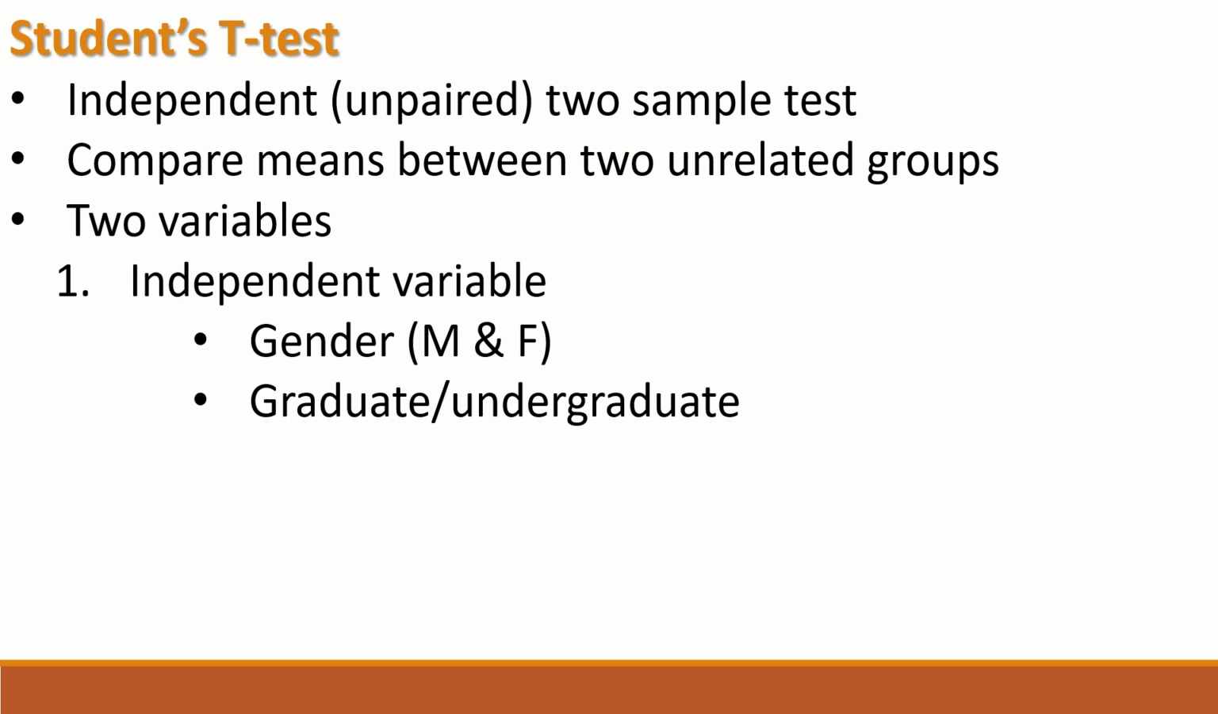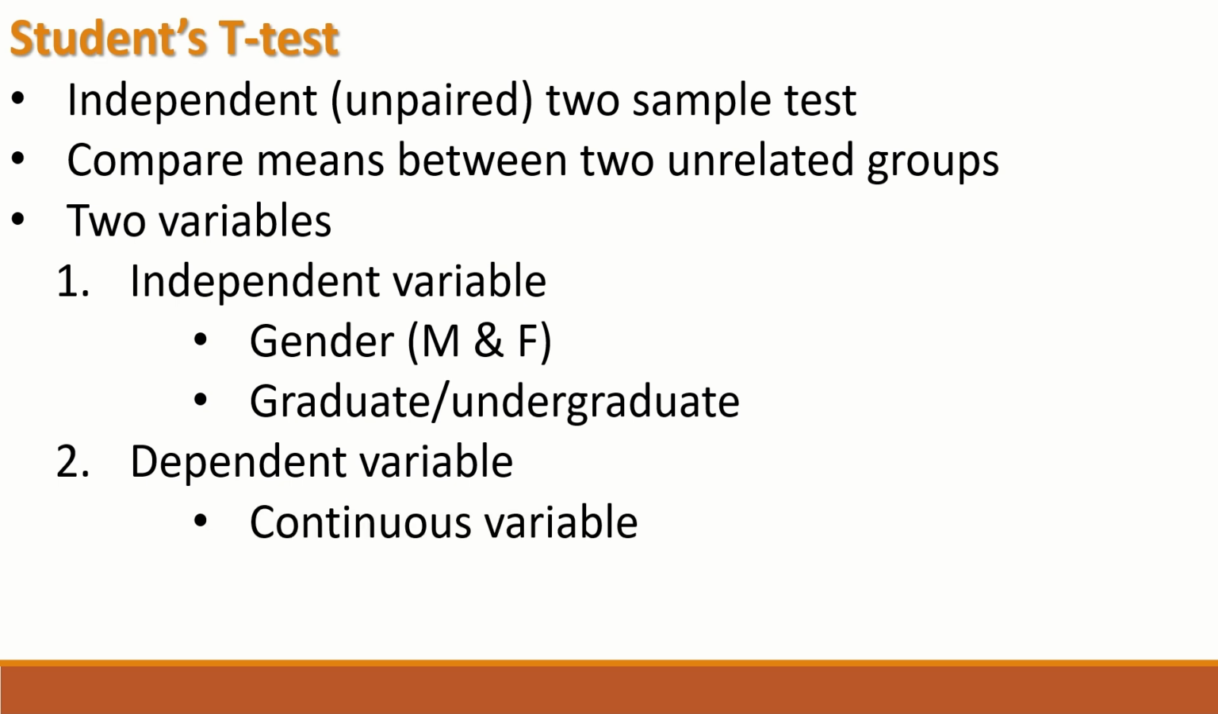Gender, such as the category of gender, can be either male or female. Undergraduate or graduate, those are two groups. The other variable is the dependent variable, and that dependent variable has to be a continuous variable, such as blood pressure, weight, height, and so on. So to perform the Student t-test, you need two groups. These two groups have continuous data in them.